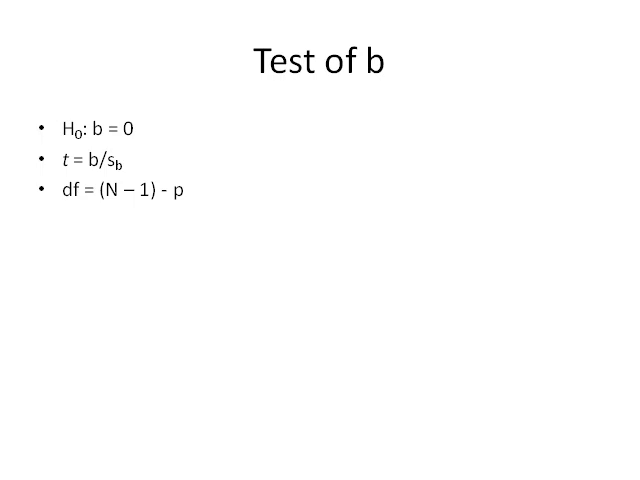This null will be tested using a t-test. As with any t-test, we will divide our statistic of interest, in this case B, by the standard error for that statistic, and in this case that is the standard error of B. Our degrees of freedom for this test will be equal to n-1 minus the number of predictors.